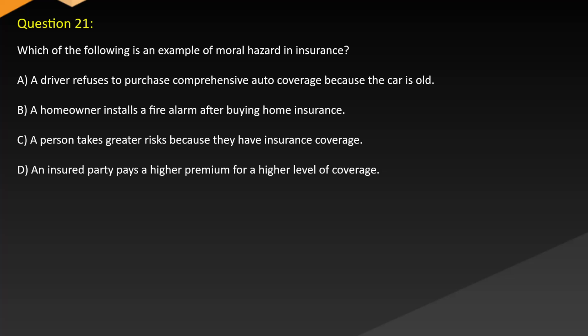Question 21. Which of the following is an example of moral hazard in insurance? A. The driver refuses to purchase comprehensive auto coverage because the car is old. B. A homeowner installs a fire alarm after buying home insurance. C. A person takes greater risks because they have insurance coverage. D. An insured party pays a higher premium for a higher level of coverage.